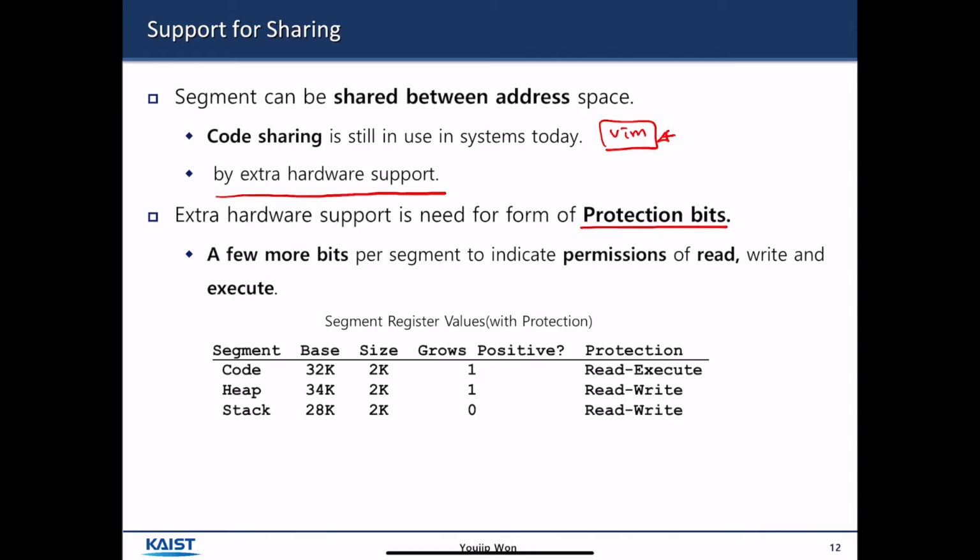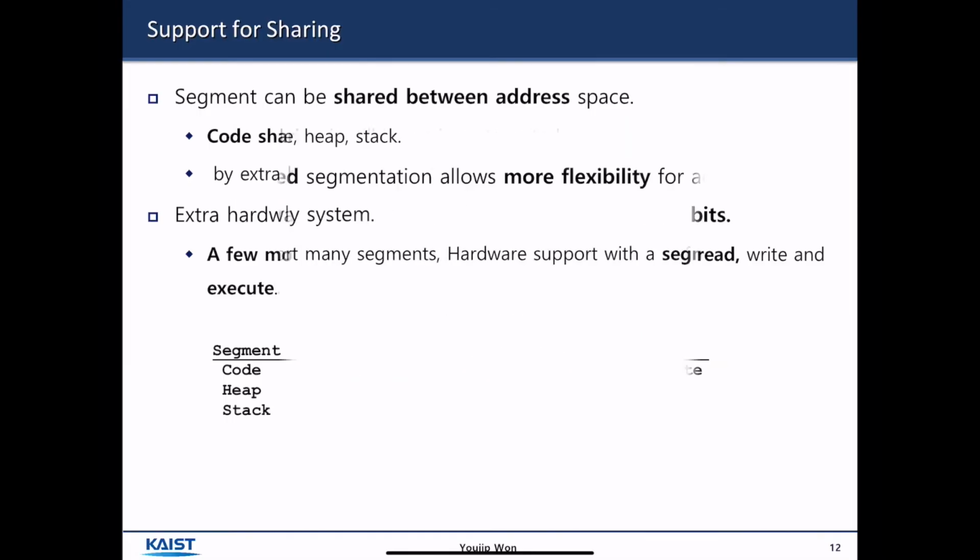So in total, to realize segmentation, we need a base register. Not a register, but so far we haven't specified whether we're going to use registers or a simple table in supporting segmentation. Anyway, in this case, for each segment we need a base address, the size, the direction of growth, and the protection. So this is the amount of information the hardware has to provide to support segmentation.